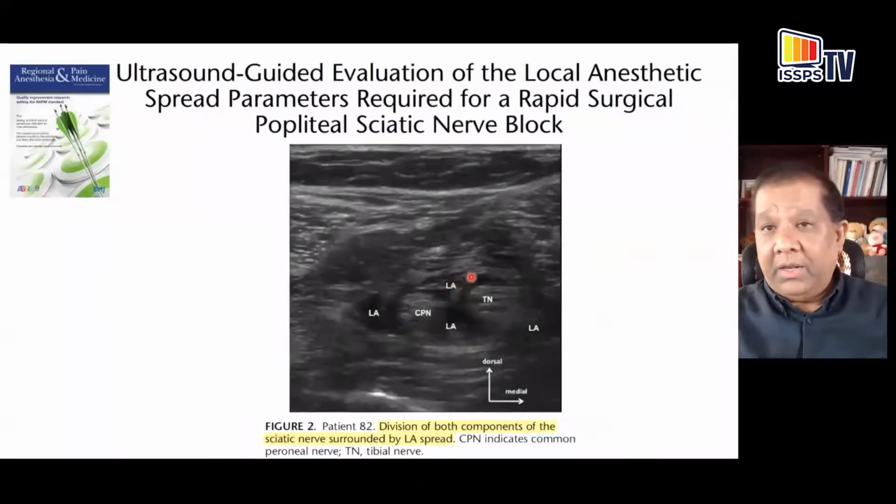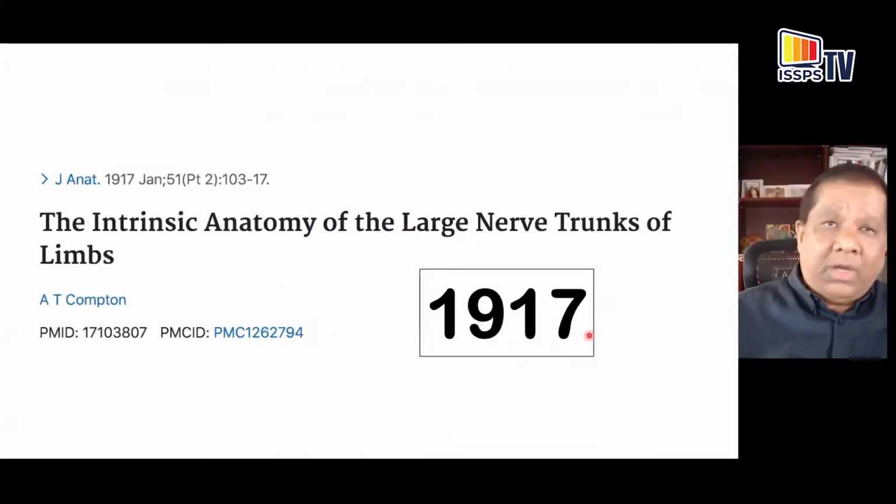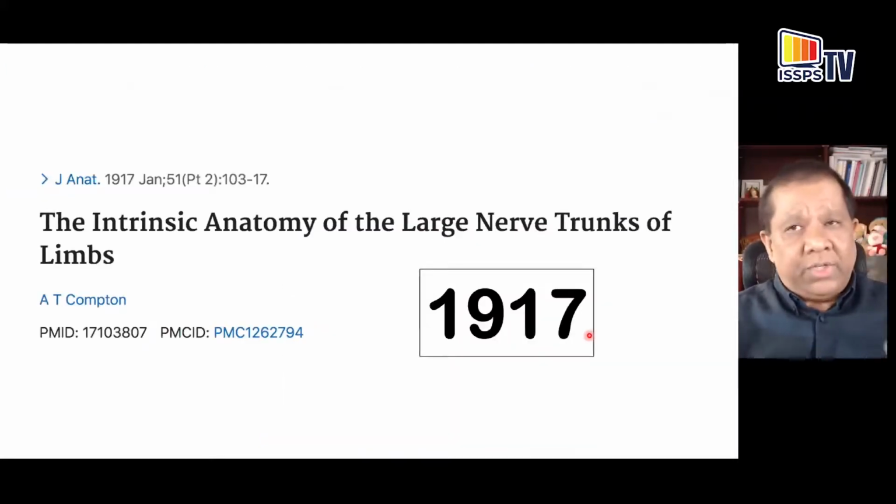You can see here there's a tibial nerve and the common peroneal nerve, and you can see some hint of a septum here. So what is this structure that you see in the middle between these two nerves?